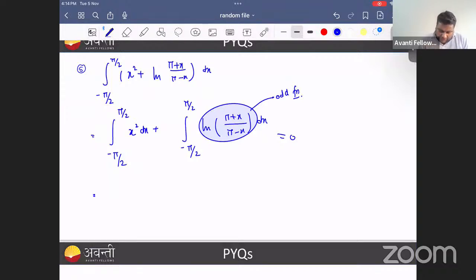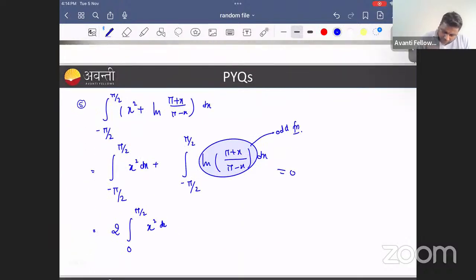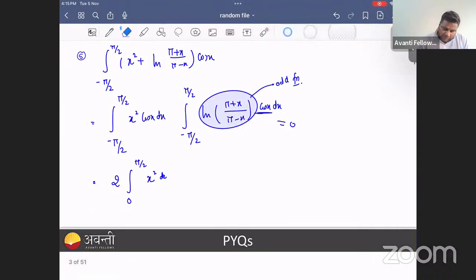So this is an even function. I can write it 2 times integration 0 to pi by 2 x square dx. Correct? Okay, now I missed one thing. There's a cos x also, dx into cos x. So no problem. We will split the cos x along: x square cos x dx plus this much into cos x dx. Now, even if you include cos x here, this is still an odd function. So this is going to be 0. Now you are left with integration 0 to pi by 2 x square cos x dx.